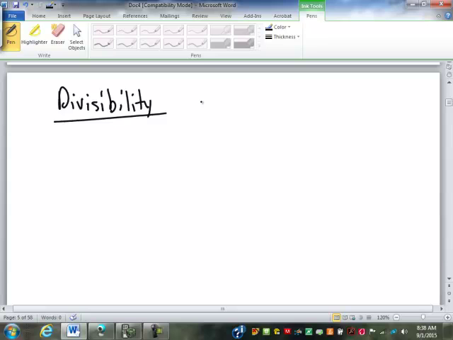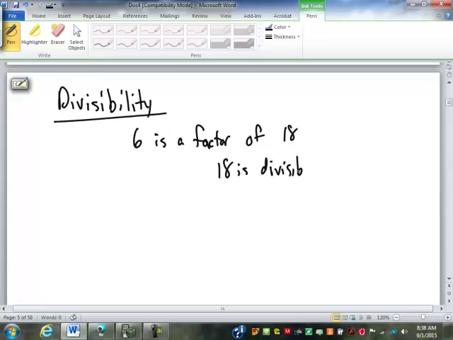Obviously, if a number is a factor of another number, it's divisible. When we said that 6 is a factor of 18, that's telling us that 18 is divisible by 6. What does it necessarily mean to be divisible? Well, it's just like we were talking about before. 18 is divisible by 6 means 18 can be divided by 6, and it'll produce a whole number result. No fraction, no decimal. So how do we tell if a number is divisible by another number?